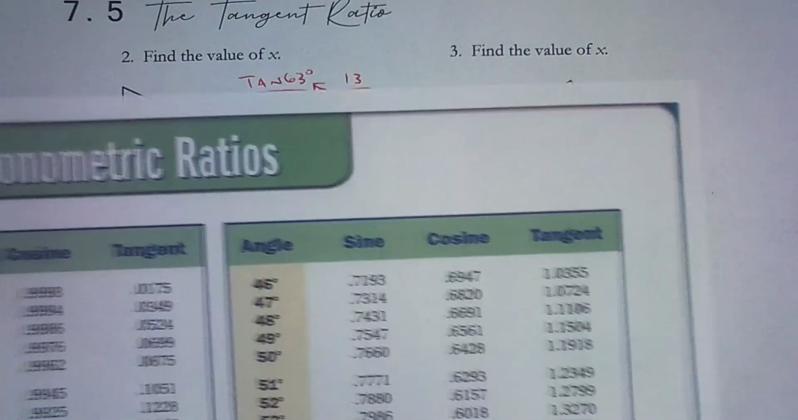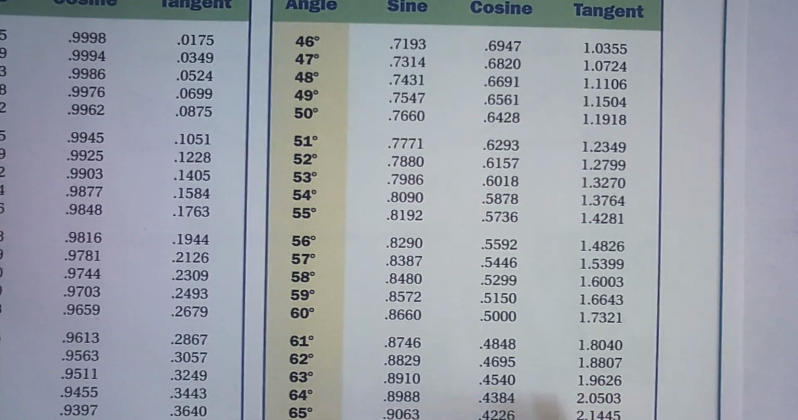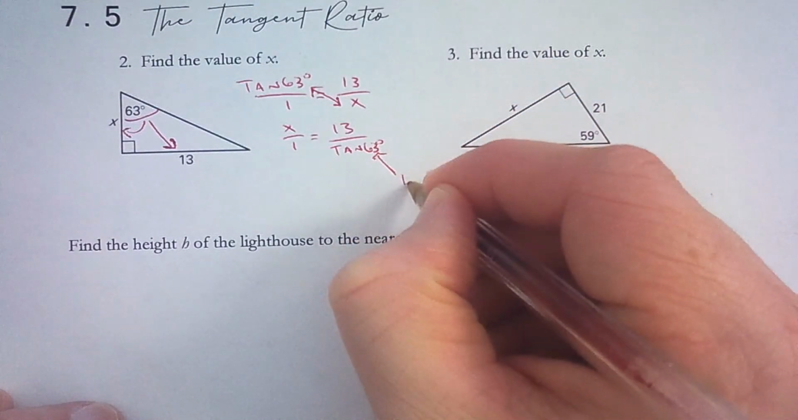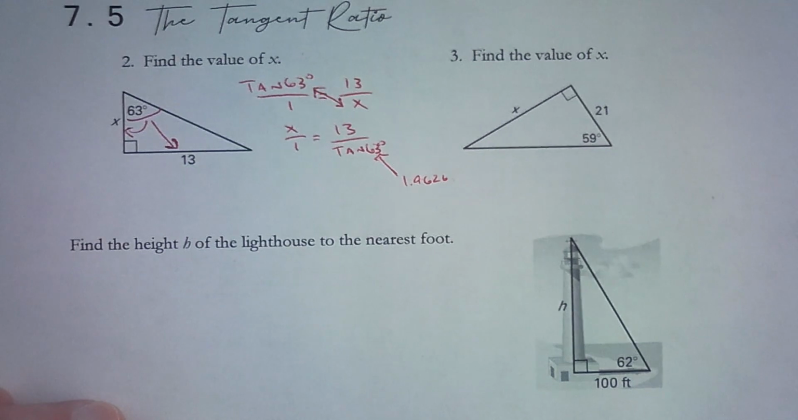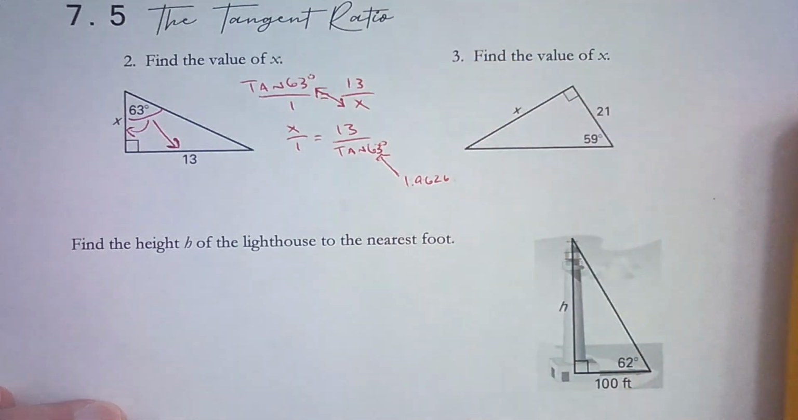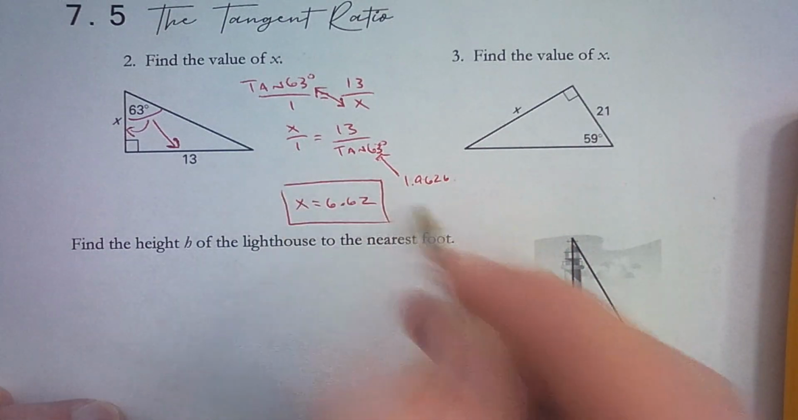And again, I can pull out my chart and find 63 degrees and go over to the tangent column, and I find that it is 1.9626. So I can replace this with 1.9626. Or I can type in my calculator 13 divided by tangent 63, which is exactly the same as 1.9626. And I get 6.62. So x equals 6.62.